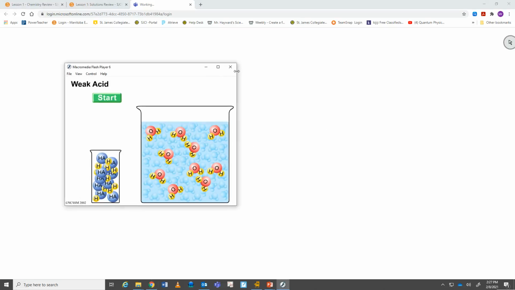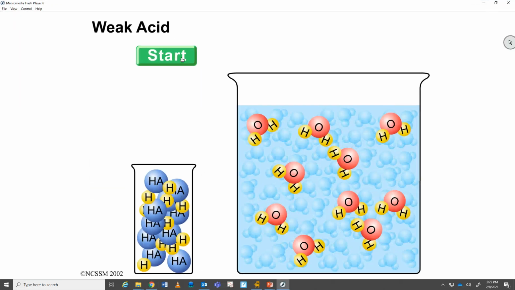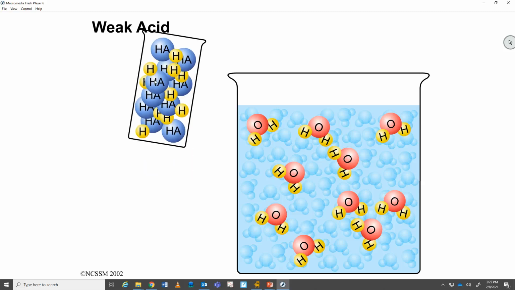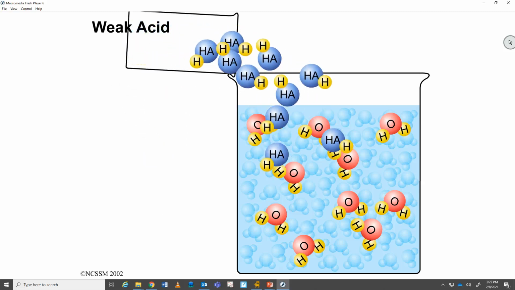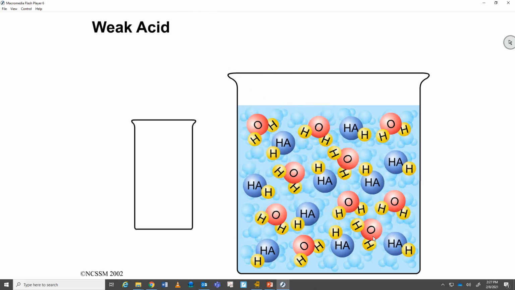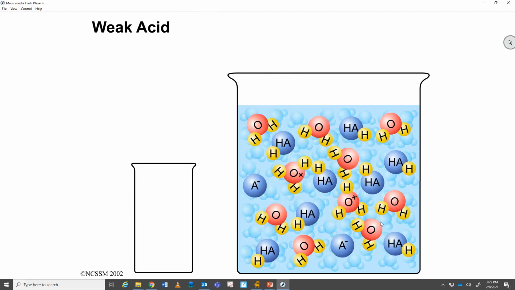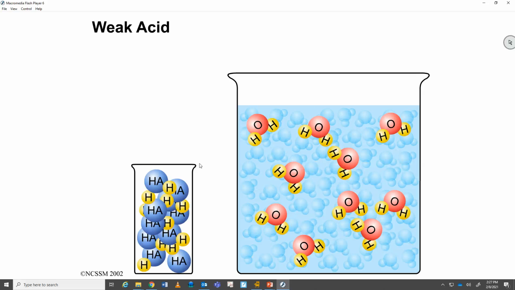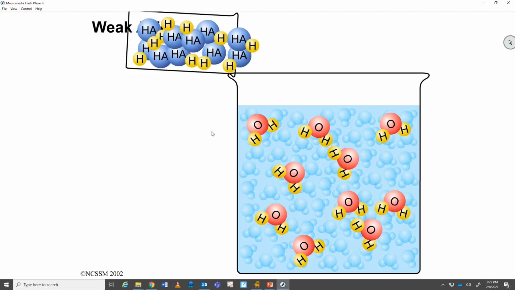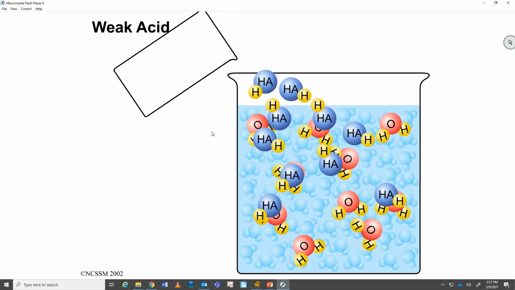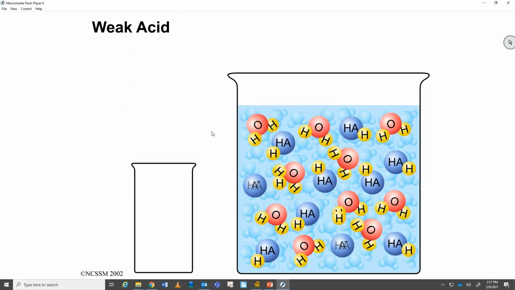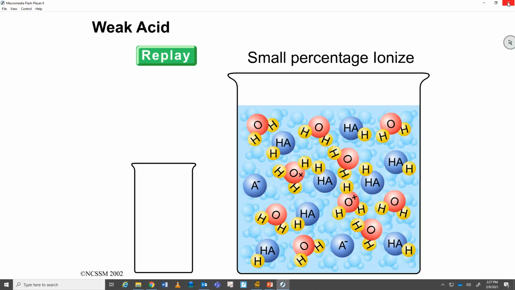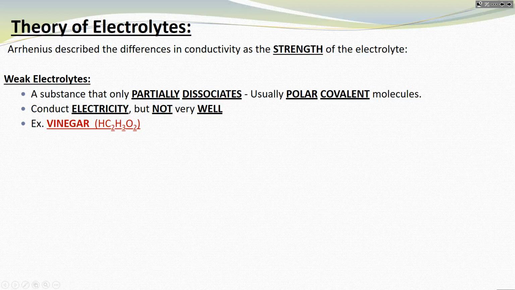So if I click on this, we should be able to see what vinegar looks like when it dissociates. Here's a weak acid. You'll see it's HA, and let's see how many of these molecules dissociate. Oh, only a couple did. The rest of them stayed as HA. I'll replay that one more time. Of all those molecules going into the water, only a couple are dissociating. So vinegar is an example of a weak acid because it doesn't dissociate very much. It does dissociate, but not completely.